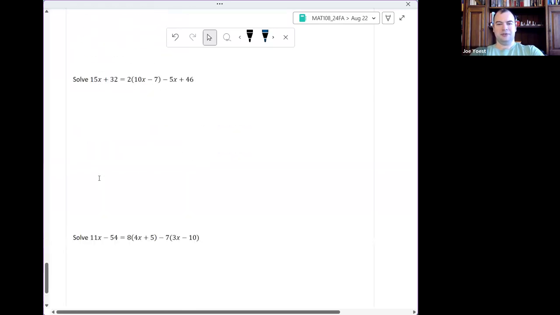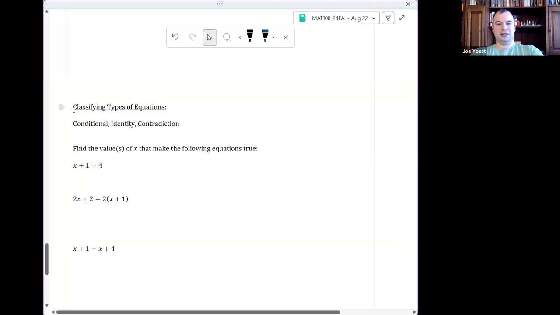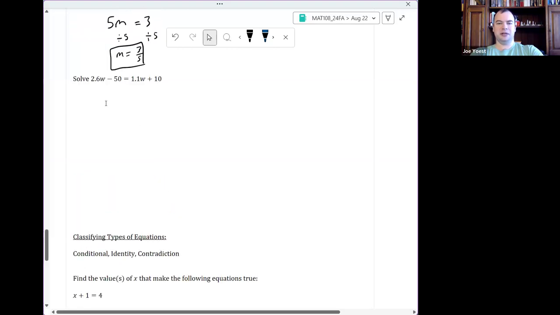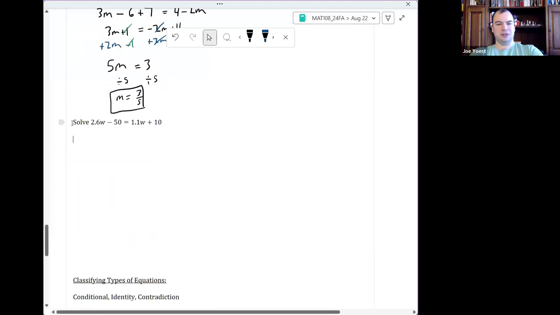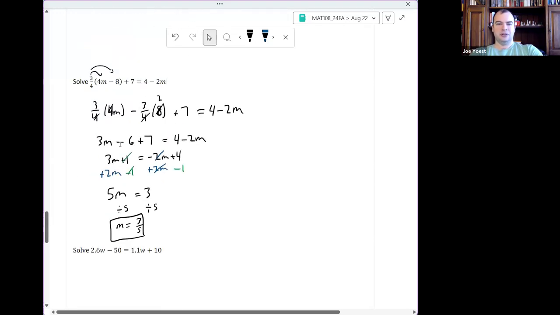As a side note, we have this last little topic in classifying types of equations. I'll push that to the supplemental video recording. So this problem that we do will be the last problem for today. One thing that we probably should realize is that decimals and fractions are qualitatively the same thing. They both represent something to do with parts of a whole.